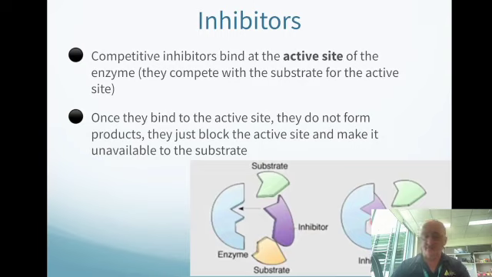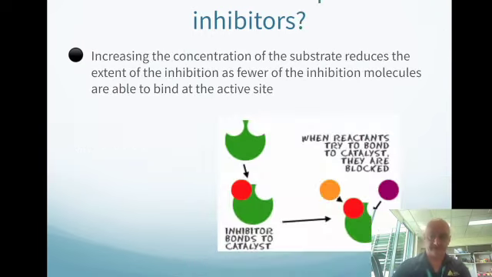Inhibition, competitive and non-competitive. Inhibition depends on the active site and the allosteric site. Competitive inhibitors bond at the active site. They're competing with the substrates. They have the same architecture of the molecule, and therefore they can bond into that lock that the key is going into. Once they bind, they do not form products, they just block the site, so no more substrates can bond. You can see the bond model at the bottom of the screen.